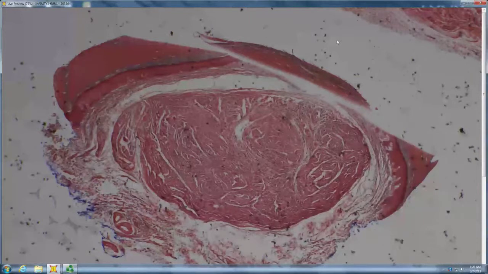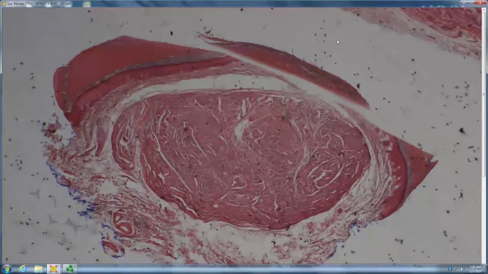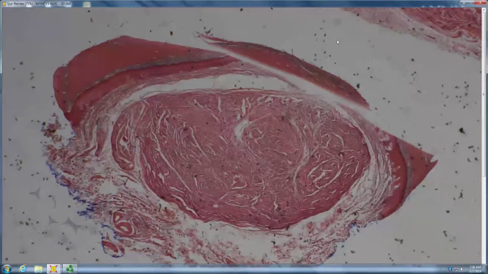So we are off and running with neural neoplasms. Faliang, you want to start us out? Yes, and I think this is a palisaded encapsulated neuroma. I can't distinguish between the two. Okay, so very good thought. You're between palisaded encapsulated neuroma and sclerosing perineurioma.